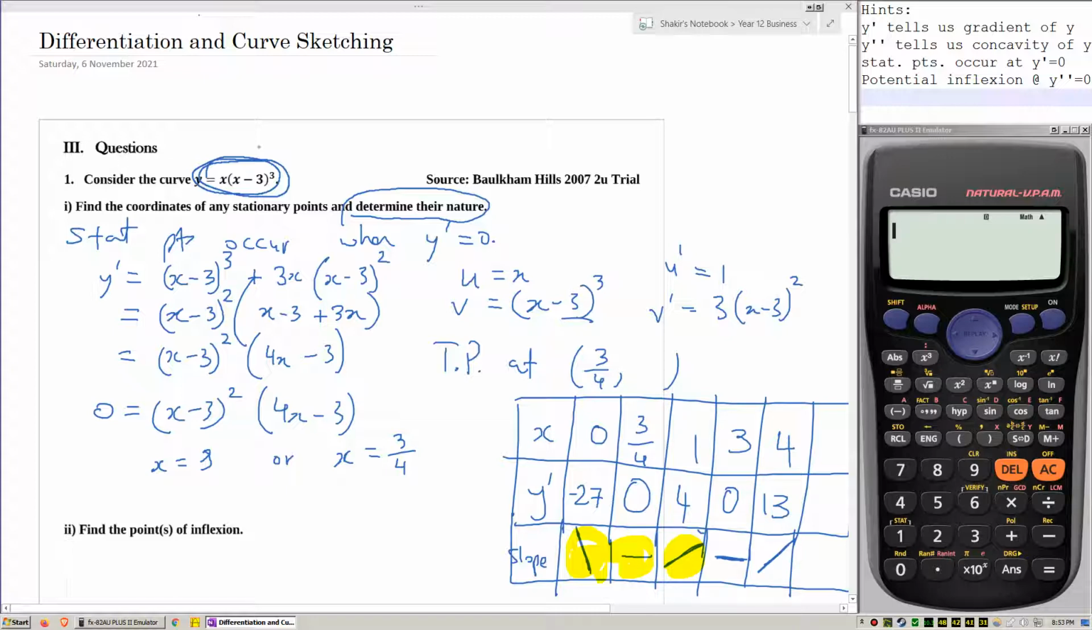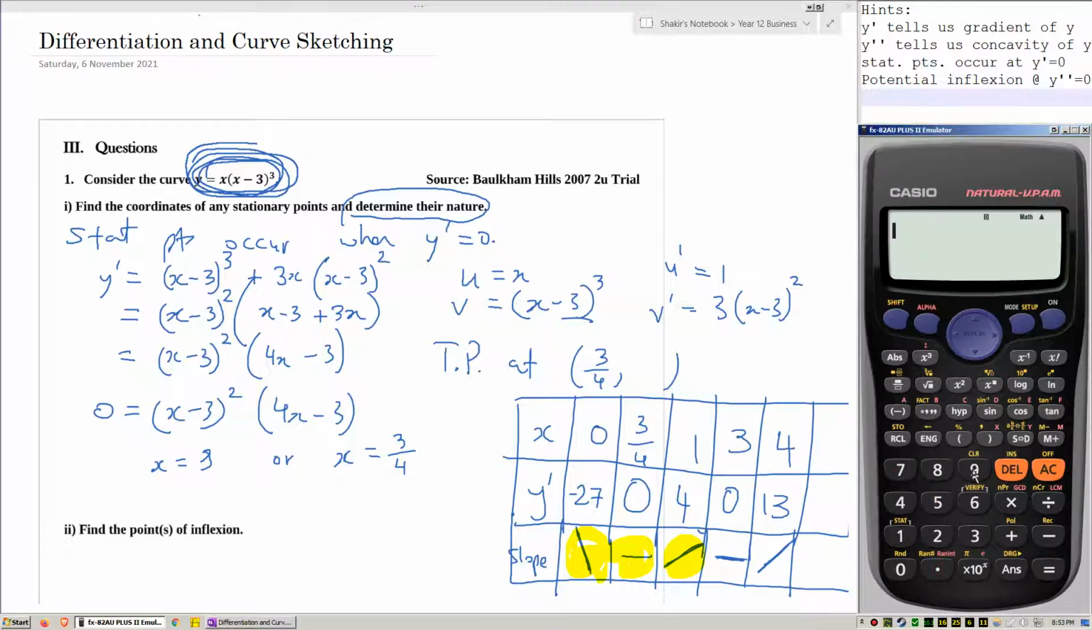I know there's a turning point at 3/4. Remember, I'm trying to graph the function, the original function. I'm trying to graph y. And y dash simply tells me the gradient of that function. Okay, now I want to know the coordinate. y tells me coordinates. y dash tells me gradient. y double dash tells me concavity. I want to know the coordinate, and therefore, I'm going to sub it into the original function. I'm going to sub in 0.75.